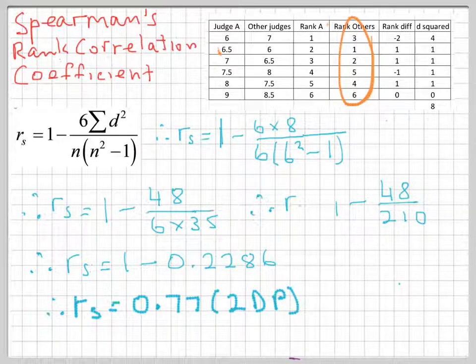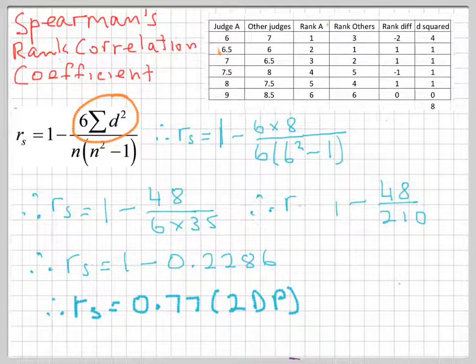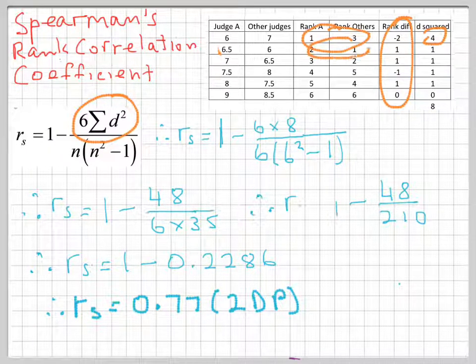Okay, now what we do from here is find the rank differences, because what our formula is telling us to do is multiply the sum of the differences squared by 6. So what are these differences squared? Well, what we've got to do firstly is find the rank differences, and that's in this column here. All it is is the rank A score minus the rank others score. So 1 take 3 is negative 2, and then we're going to square it.